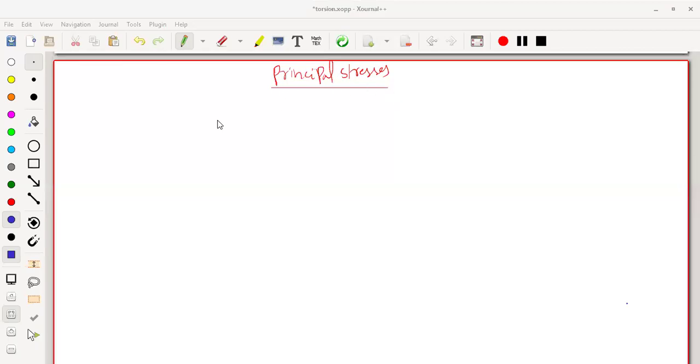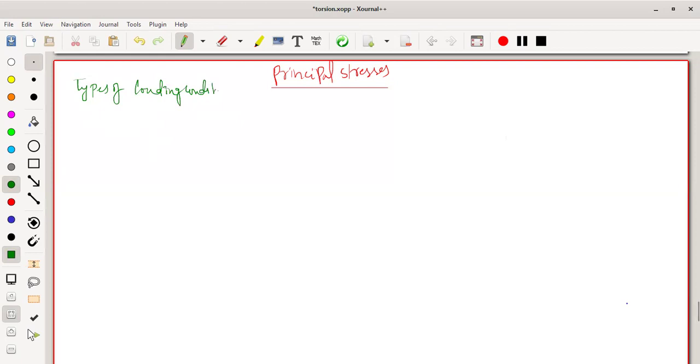The topic is principal stresses. To discuss principal stresses, first of all I would like to tell you one important thing, that is types of loads, otherwise types of loading conditions. So we have different types of loading condition. Among them I would like to discuss only some.